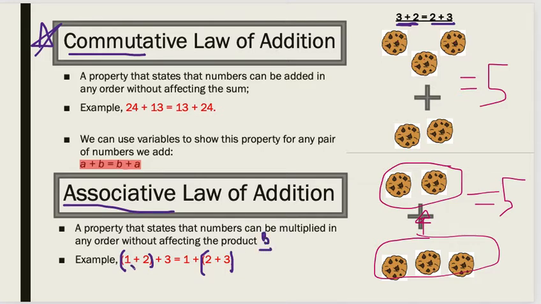So this is going to equal 3 plus 3. This is going to equal 1 plus 5. These are both going to equal 6. So it doesn't matter where we change these brackets for addition, because these are the same numbers. It doesn't matter where we change these brackets, it's still going to equal the same thing.